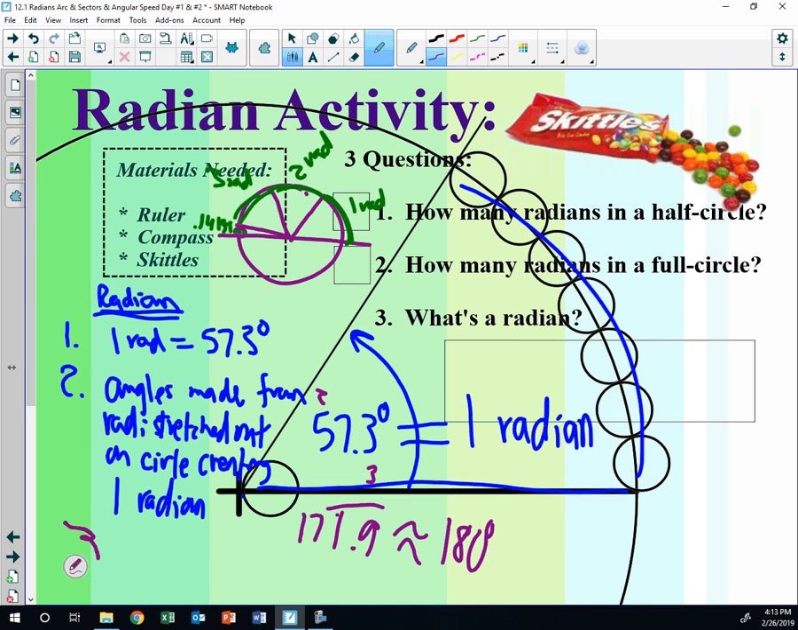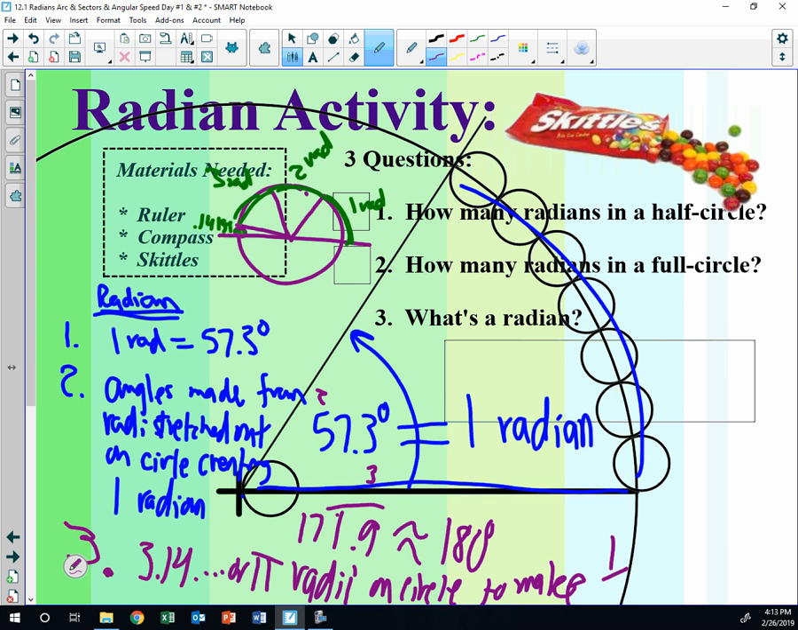And so that brings me to my number 3, probably the most revealing part of a radian: it takes 3.14 ... or pi radii on a circle to make 1/2 of a circle. And of course 2 pi to make a full circle.